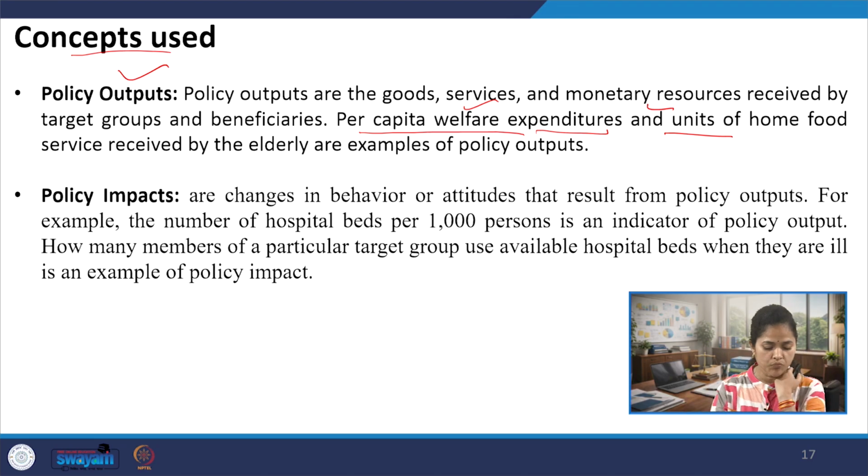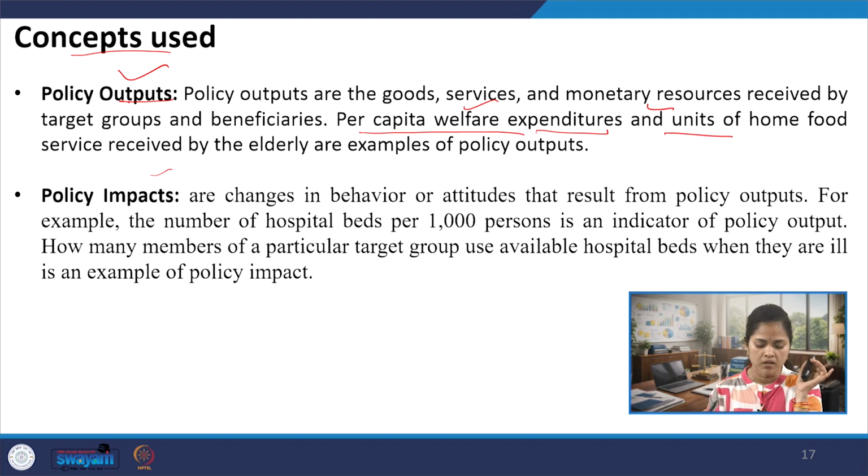The second one is policy impacts. So what is policy impact? As I told you, policy impact could be qualitative in nature, highly qualitative, and sometimes quantitative. Policy outputs are quantitative in nature, but policy impacts are highly qualitative, so they are difficult to measure in comparison to policy outputs. So what are policy impacts? They are the changes in behavior or attitude that result from the policy outputs.